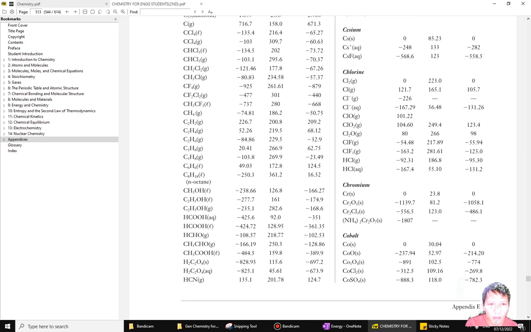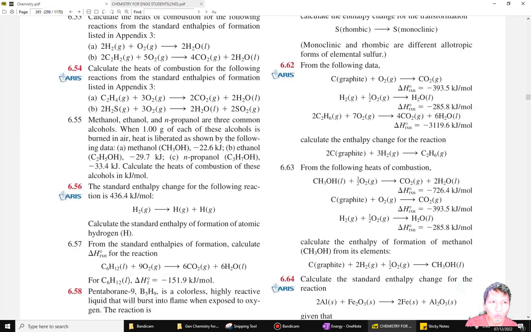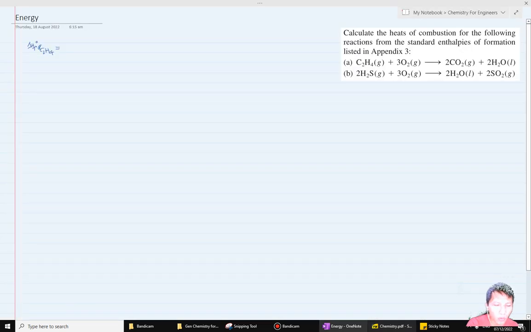So C2H4, be sure it is a gas. So this is 52.26. Formation of ethane is an endothermic one. That is 52.26.